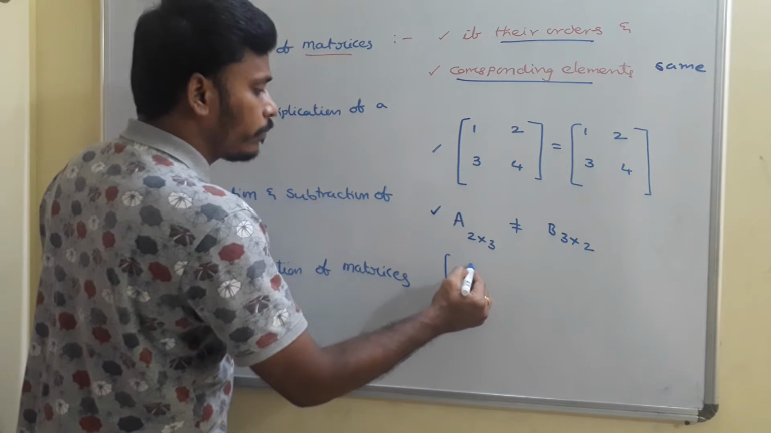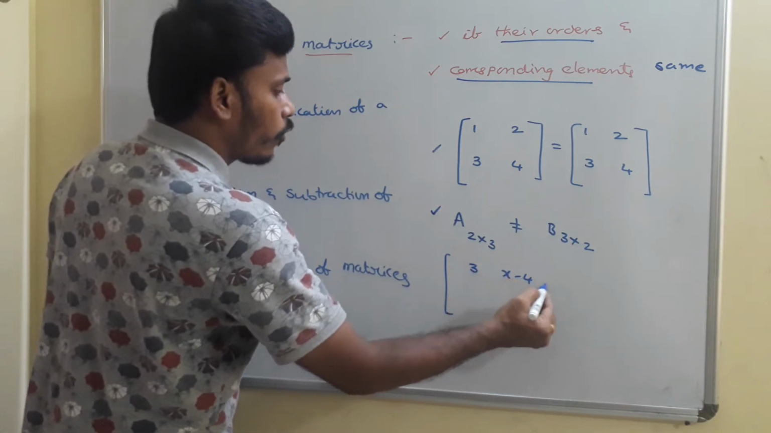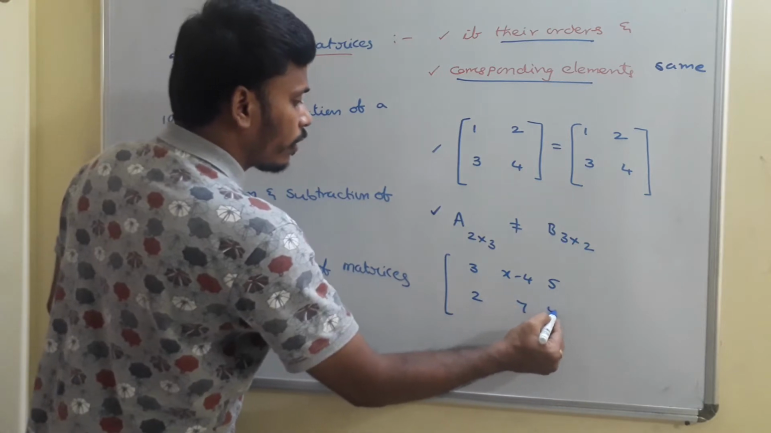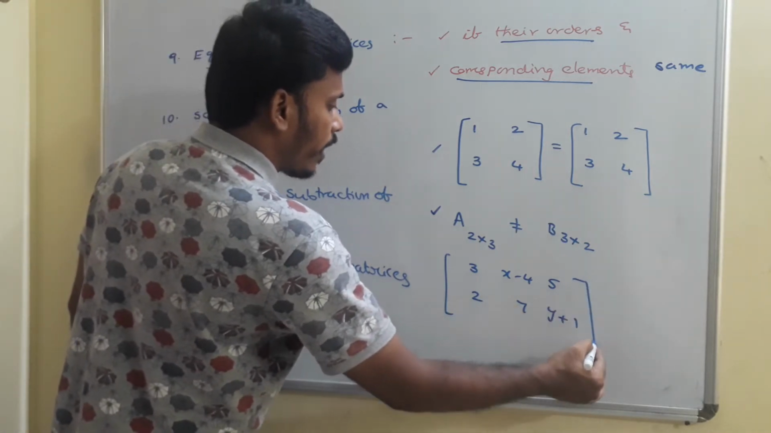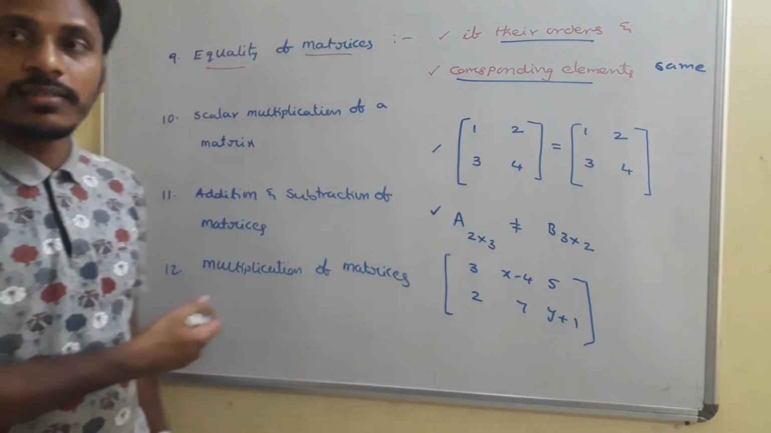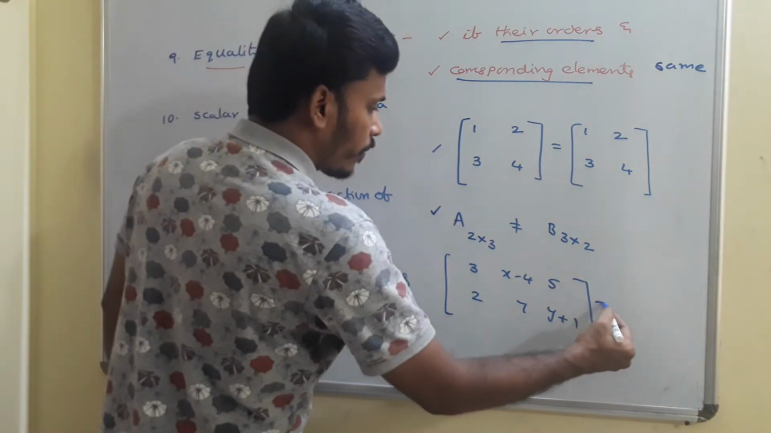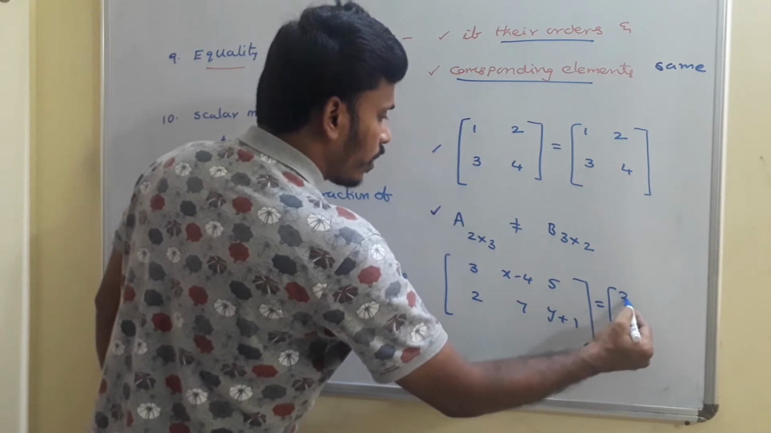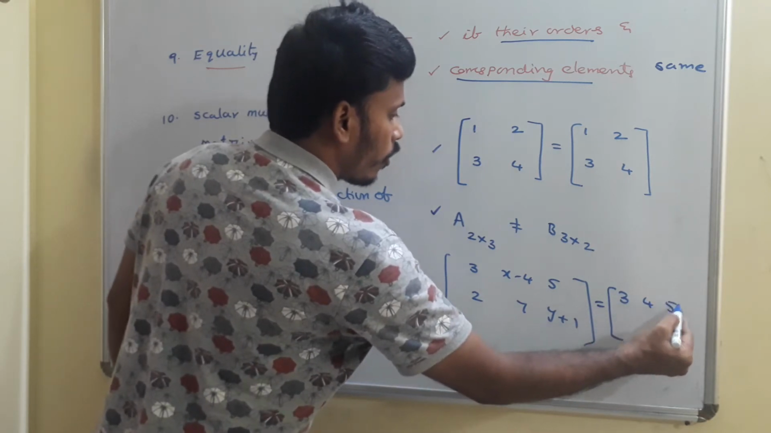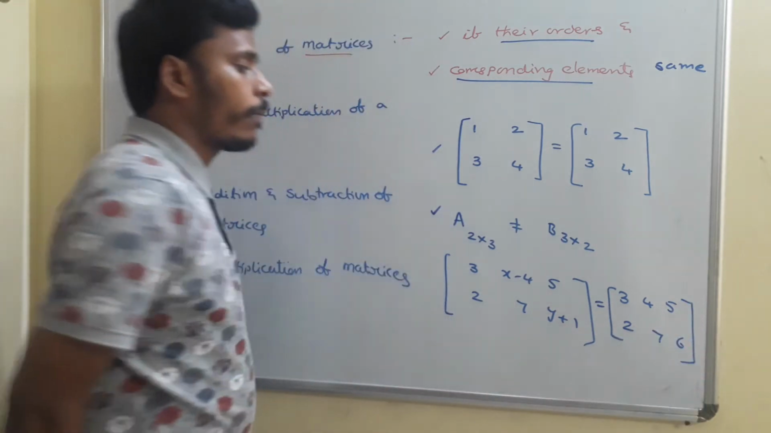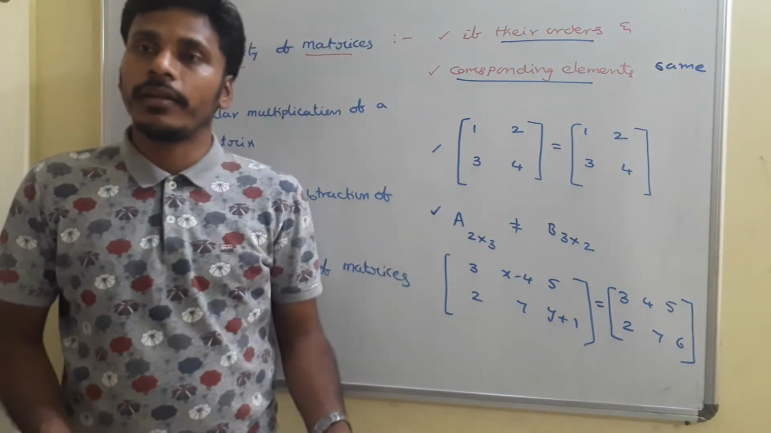For example, I have another situation like this: 3, x minus 4, 5, 2, 7, y plus 1. This is a matrix, and since there are 2 rows and 3 columns, we call it a matrix of order 2 by 3. And this is equal to another matrix like this: 3, 4, 5, 2, 7, 6. Then what are the values of x and y?